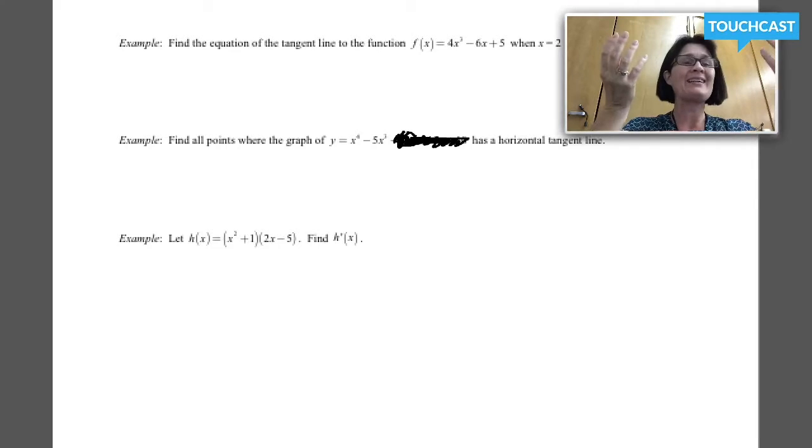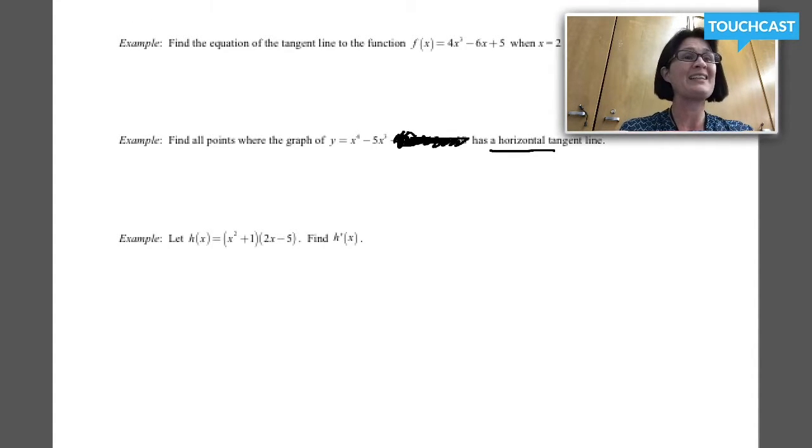Well, what we want to recognize is that the slope of the tangent line is the same as the slope of the curve, which we said is the same as the derivative. So if our tangent line is horizontal, that means the slope of the function must be 0, because a horizontal line has slope 0, which means my derivative must equal 0.